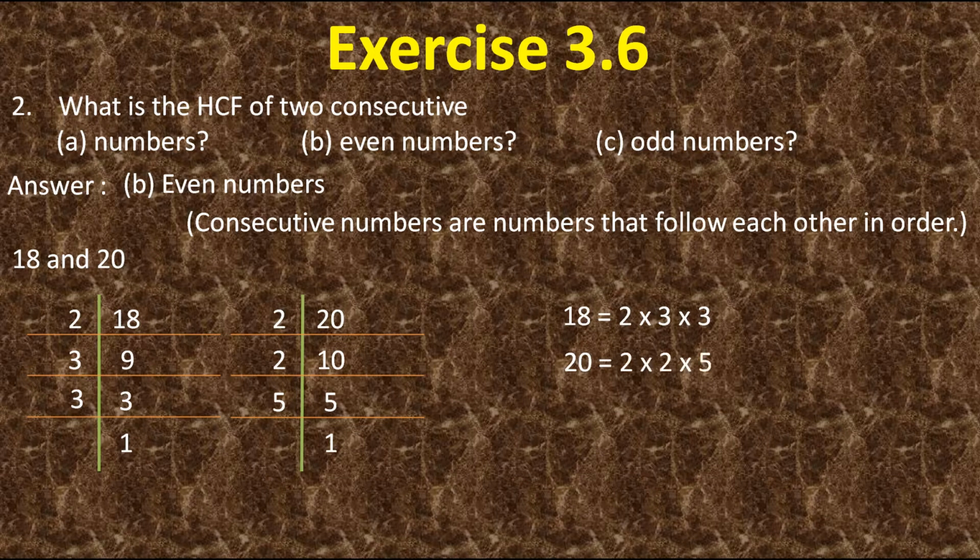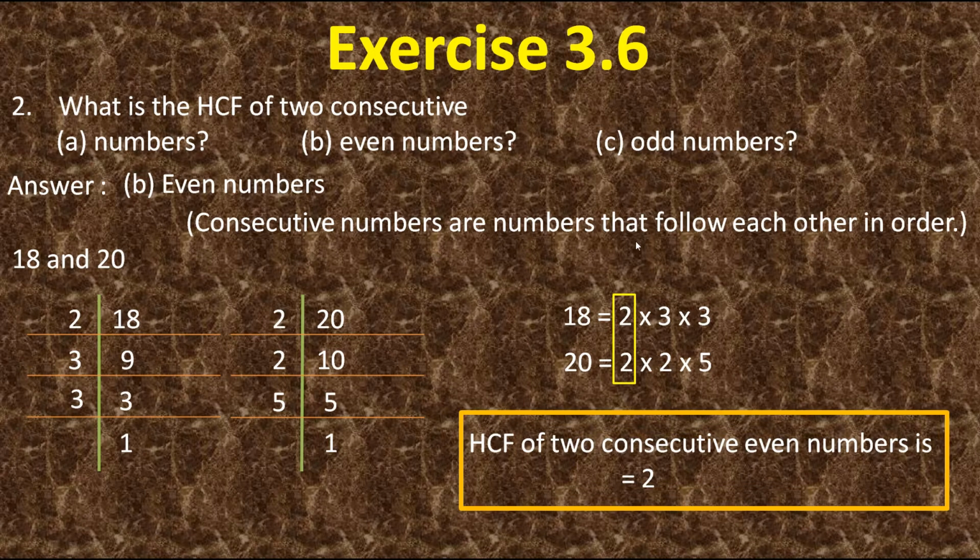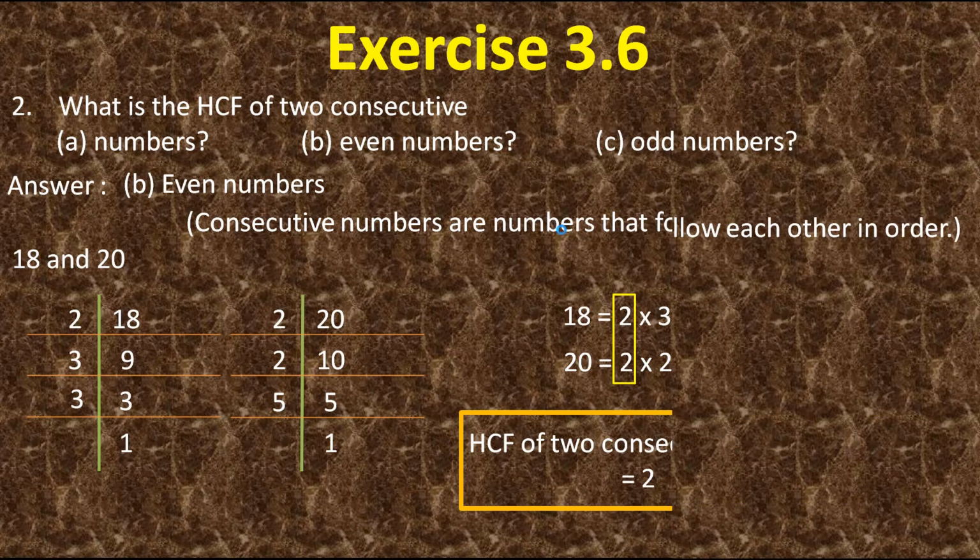Now here we see that 2 is common, right? Therefore the HCF of two consecutive even numbers is 2. If you take any other two consecutive even numbers, you will get 2 as the HCF. Now let's move to the next one, that is consecutive odd numbers.